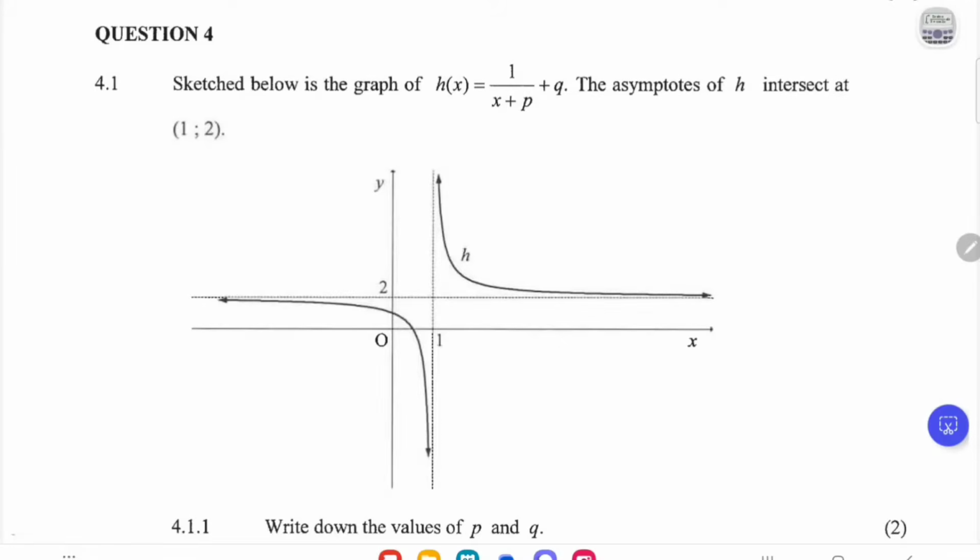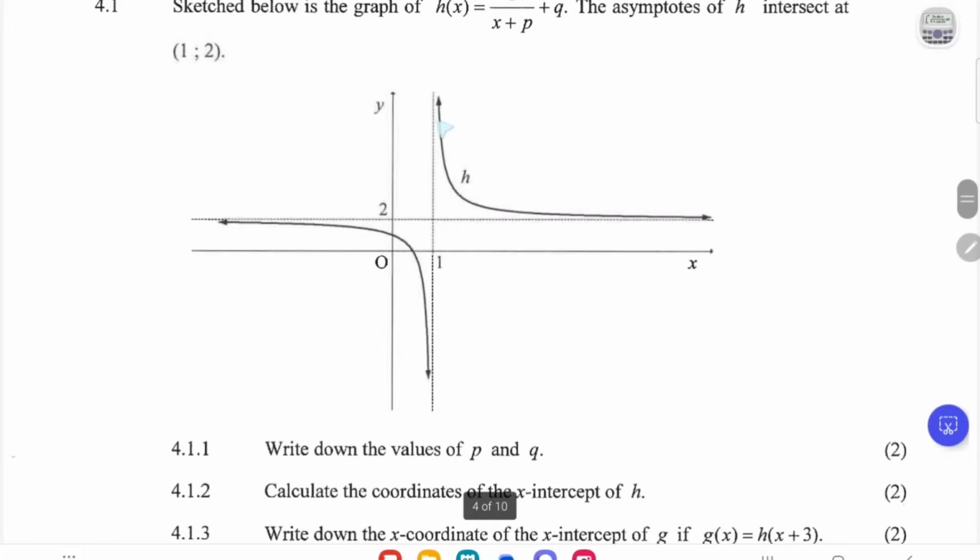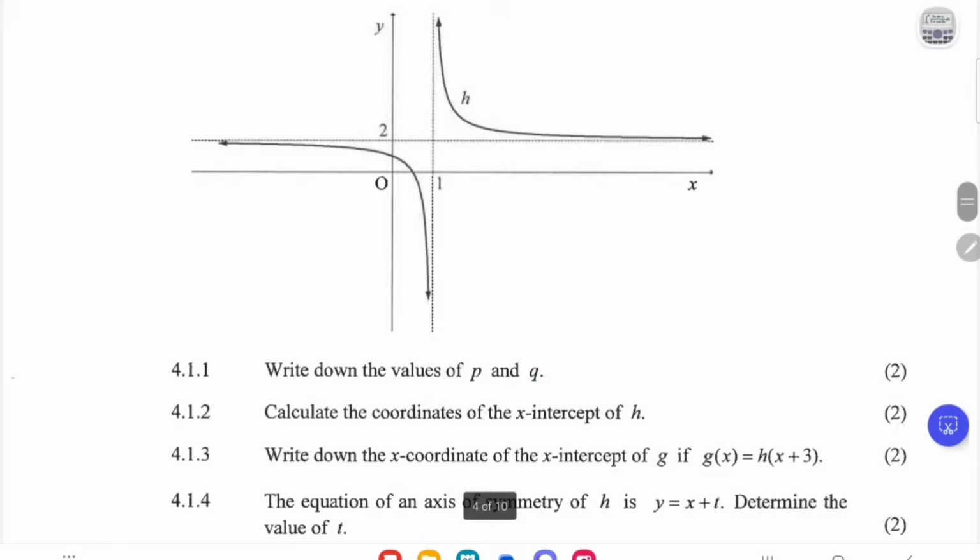Okay, so now we're on question 4, and question 4.1 says, sketched below is the graph of h of x, which is equal to 1 over x plus p plus q. The asymptotes of h intersect at (1; 2). So they tell us those asymptotes intersect, clearly the vertical and the horizontal asymptote. We have to write the values of p and q.